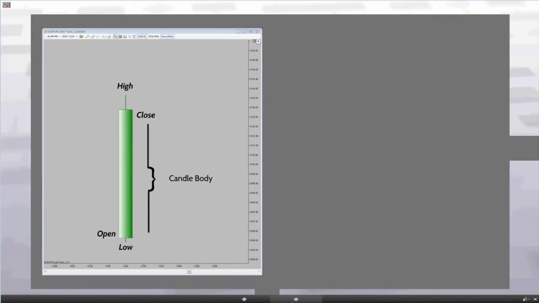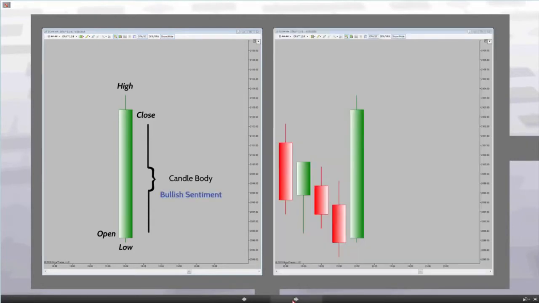But honestly, without more context, it's probably not fair to make that claim. So let's add a few more candles and see if we can get a little better picture here. Right? So now we can see that the price was in a decline. And the big green candle, well, it really does look bullish, doesn't it?